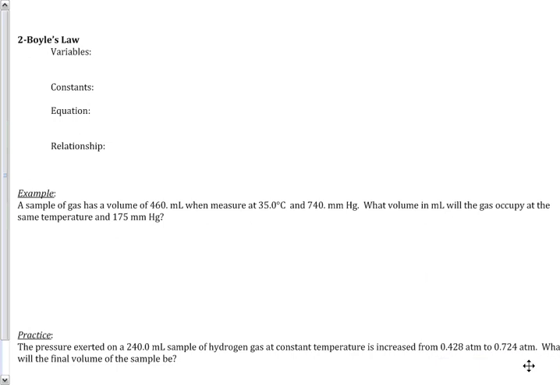This video is going to explain to you how to calculate problems involving Boyle's law, and it's going to do so in a way that utilizes the relationships between the variables rather than memorizing an equation. So the variables for Boyle's law, the ones that are changing, are P, pressure, and volume, V. And our constants are going to be the temperature and the amount of gas in moles, or n.